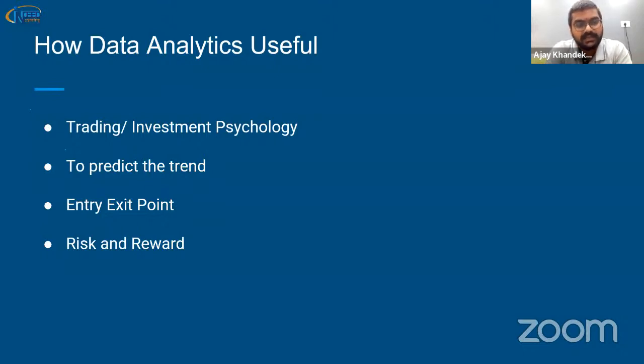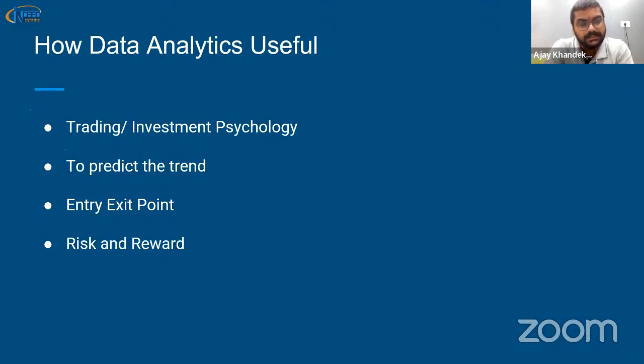The second is predicting the trend. By doing data analysis, we can predict what the trend will be next. It's just a prediction. We can't say for sure that it will really work. Sometimes our stop loss gets hit, and here are the entry and exit points. By data, we can actually know where to enter. As I gave the example of TCS, a person A is buying at that price and person B is selling at that price, because both of them are analyzing different data with a different psychology. Some say it will go up and some say it will go down.